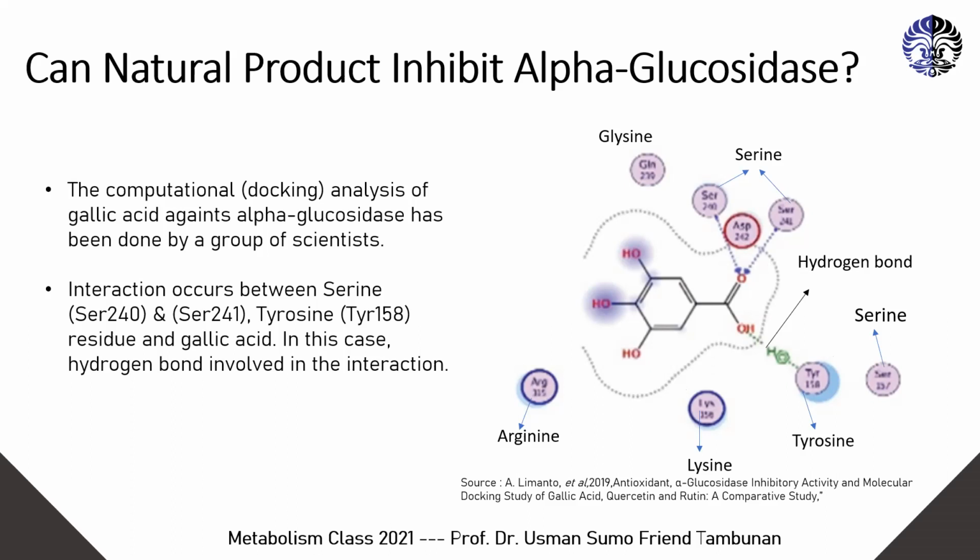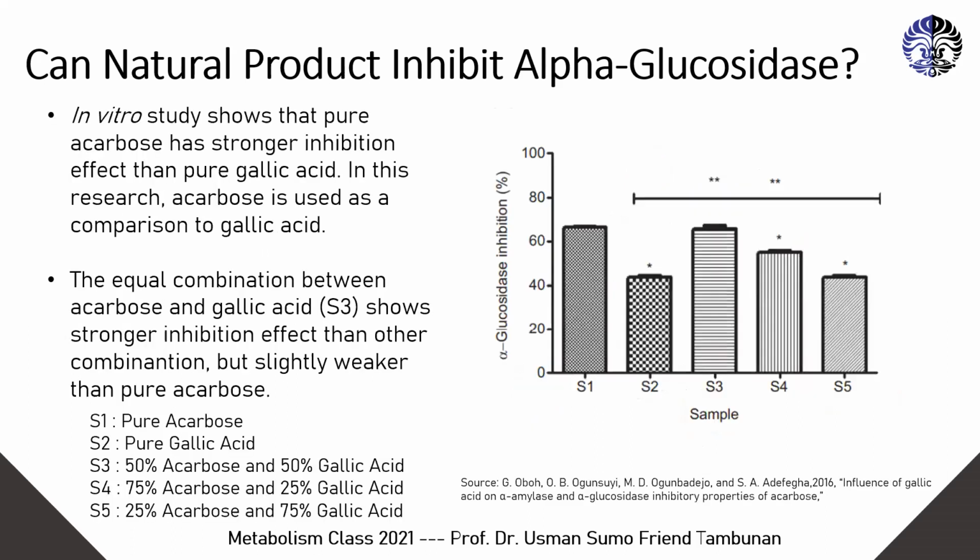In this case, hydrogen bonds are involved in the interaction. An in vitro study shows that pure acarbose has a stronger inhibition effect than pure gallic acid. In this research, acarbose is used as a comparison to gallic acid. Here we have a diagram which represents sample 1 until sample 5.